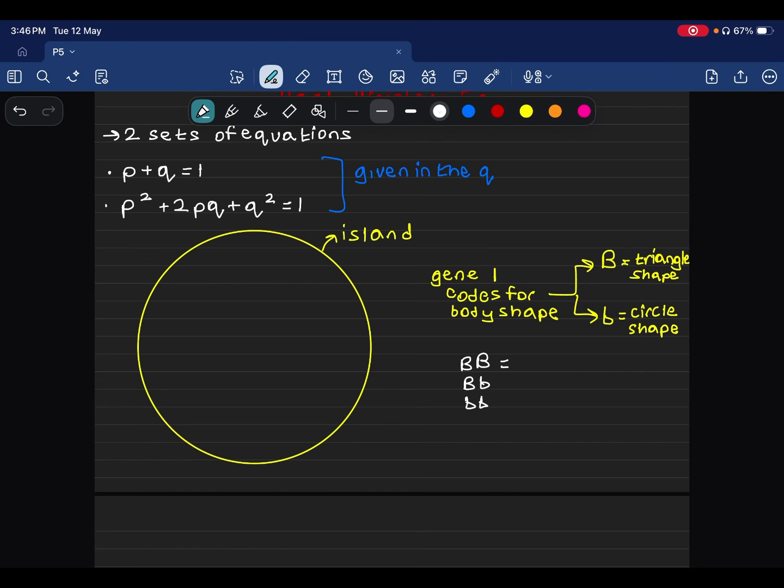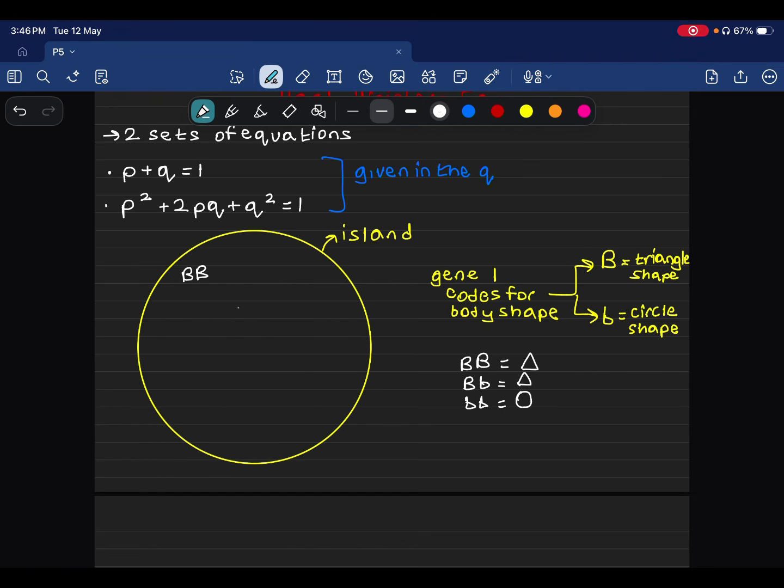In homozygous dominant, obviously the dominant allele is expressed. So any organism with the genotype capital B capital B will have a triangle shape. Now, in heterozygous, which allele overpowers the other? Of course, it's the capital B allele which overpowers the small b allele, because this is the dominant one. So even if an organism has the genotype capital B small b, it's still going to be triangular shape. But if an organism has both alleles small b, this is homozygous recessive, and it is going to be circular shape.